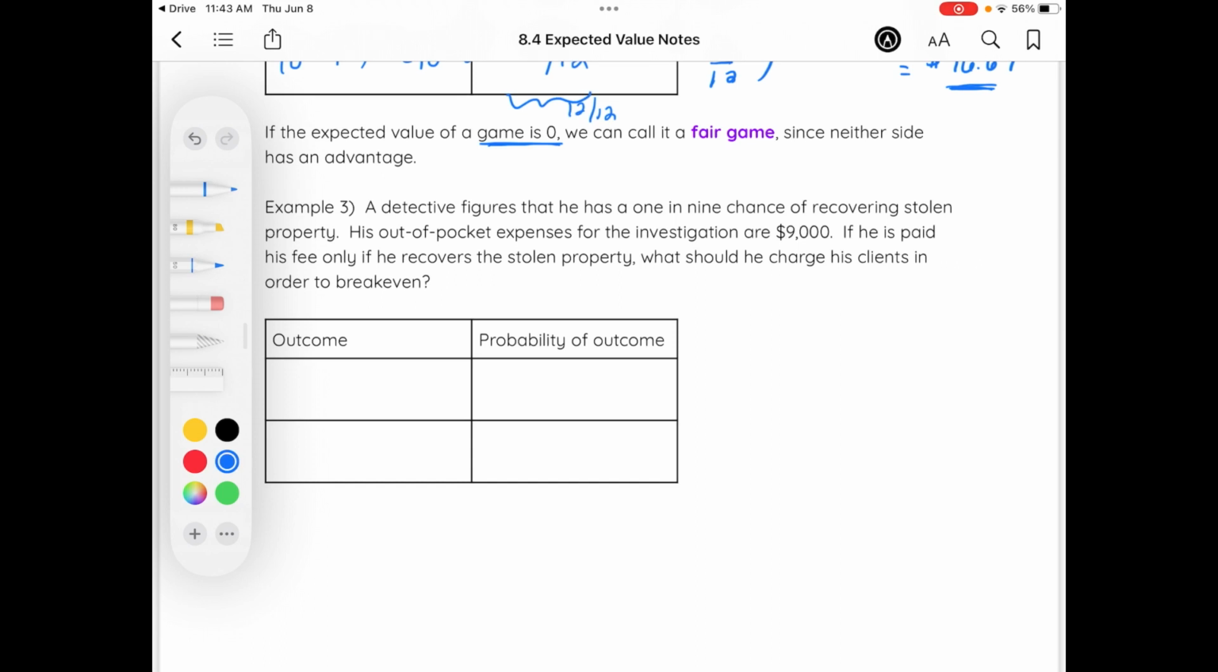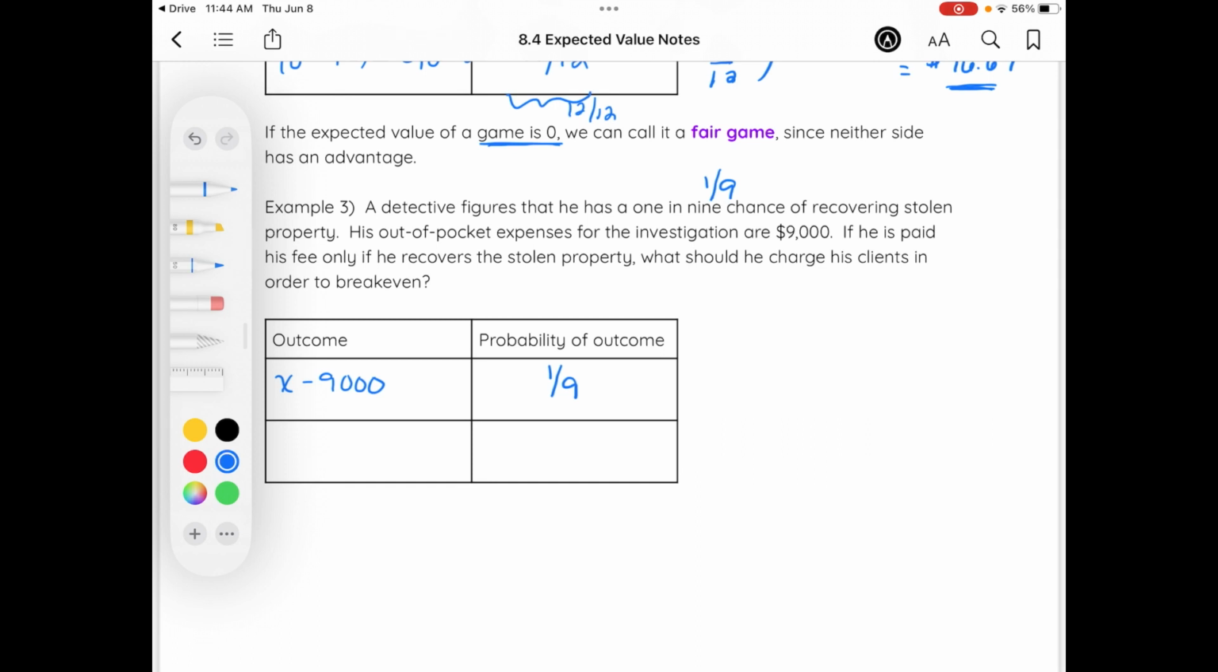A detective figures that he has a 1 in 9 chance of recovering stolen property. His out-of-pocket expenses for the investigation are $9,000. If he is paid his fee only if he recovers the stolen property, what should the charge be to his clients in order to break even? So our first outcome is we don't know what his break-even point is, right? We don't know what he's going to earn in order to get his money back. So I'm going to say X minus 9,000 when the probability is 1/9.